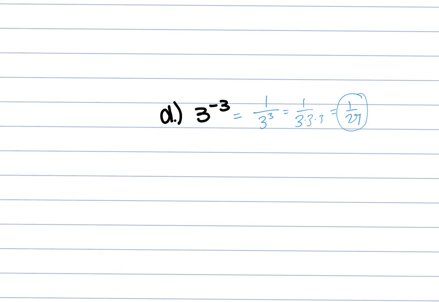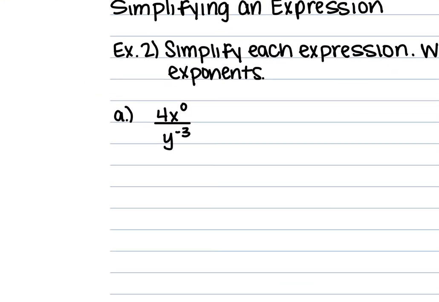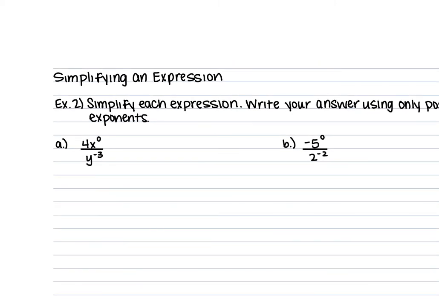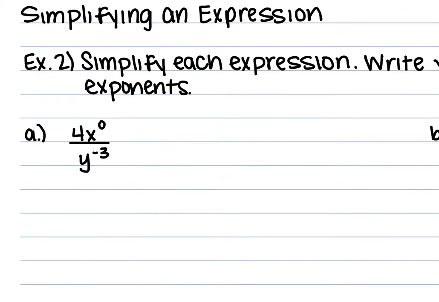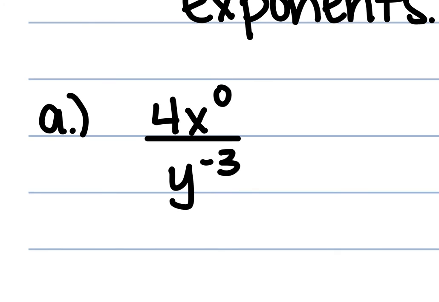Are we keeping up? Okay, let's talk about when there's variables, like X, Y, Z, all those beautiful ones. Now, when we're talking about exponents with variables, in order to be completely simplified, we need to have only positive exponents. So if you have a negative exponent, you have to change it so it's a positive exponent. Let's take a look at the first one. We've got 4x raised to the 0 power over y to the negative 3.